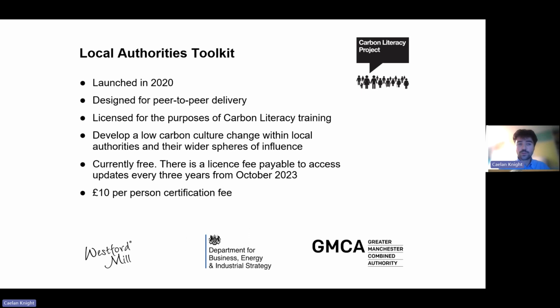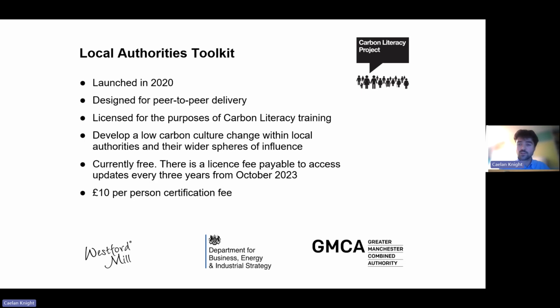So the Local Authorities Toolkit as a whole, we launched in 2020. It's designed for peer-to-peer delivery. It's licensed for the purposes of carbon literacy training. So we only share this for the purposes of carbon literacy training. You couldn't use it for another purpose, such as a shorter course or something that wasn't accredited carbon literacy training. The whole idea is that this will support you to develop a low carbon culture change within your council and the wider spheres of influence.